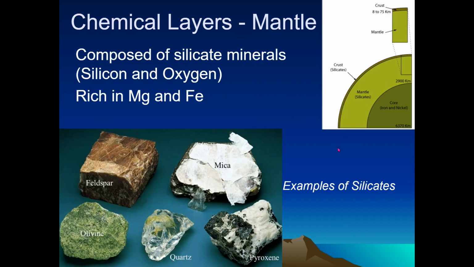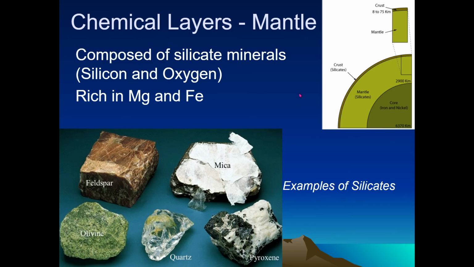So that's our crust. Our first layer, it is very thin. The next layer down, which is roughly 100 kilometers down to about 3,000 kilometers, is a very thick layer. And it is also made up of a lot of silicate materials made of silicon and oxygen. And there's a lot of magnesium and iron, so a lot more of these mafic type rocks in the mantle. And we have a few examples here of silicates.